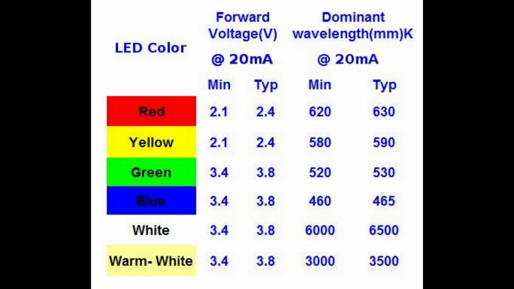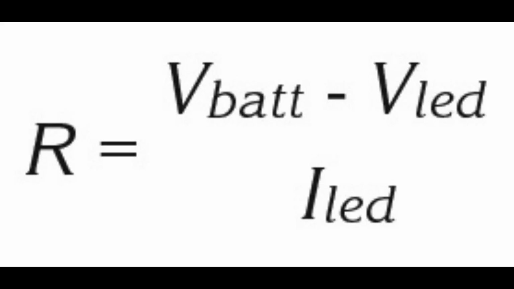The maximum forward current is usually around 20 milliamps for basic LEDs. Continuous current through the LED should always be equal to or less than the current rating. Once you have gotten hold of those 2 values, you can size up the current limiting resistor, which is this equation.